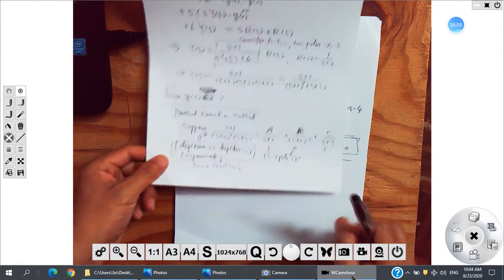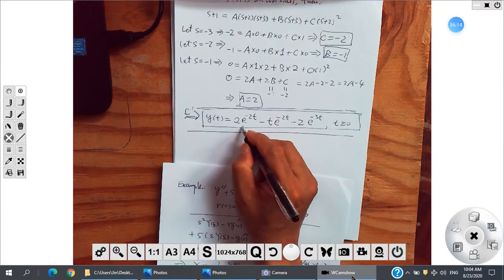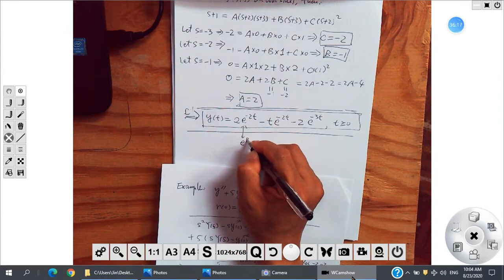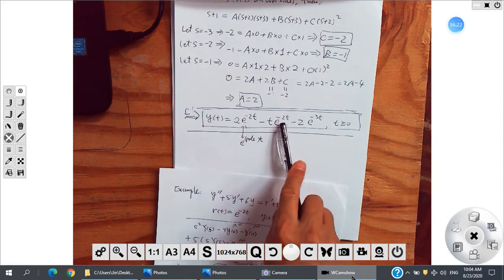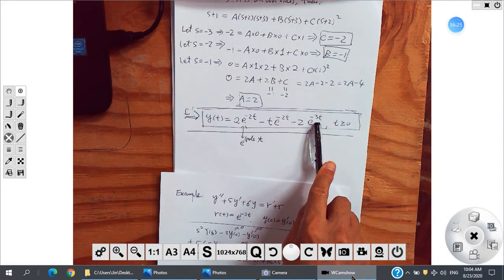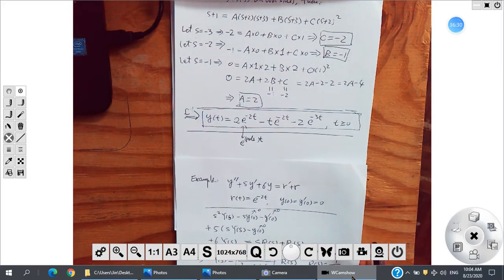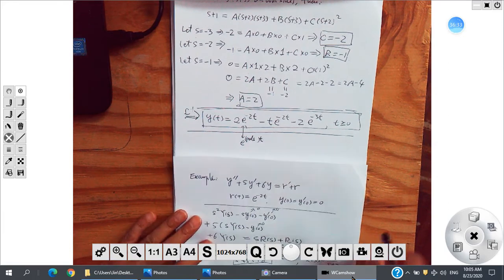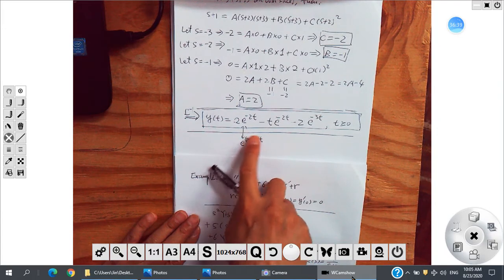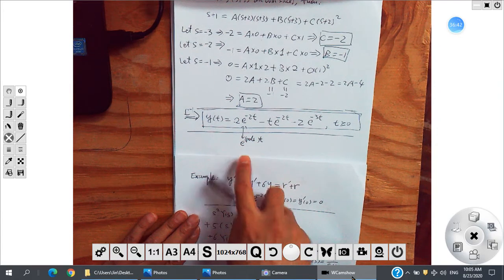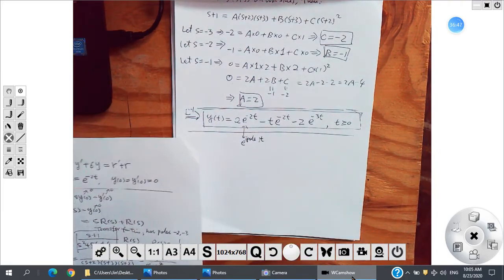And then in the final answer, you also have e to the pole times t. The pole is -2 or -3. So when you know the poles of the transfer function, you can say that in the output you will have some exponential with those poles times t. You will have terms that look like this. So the poles are very important, right?